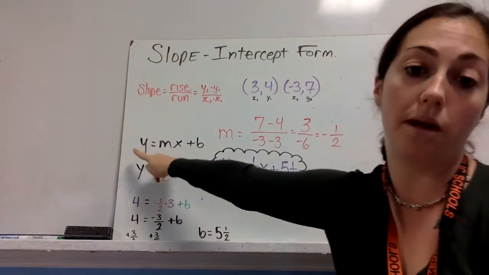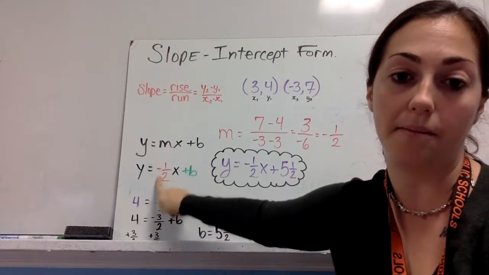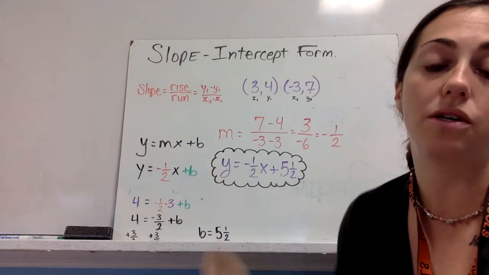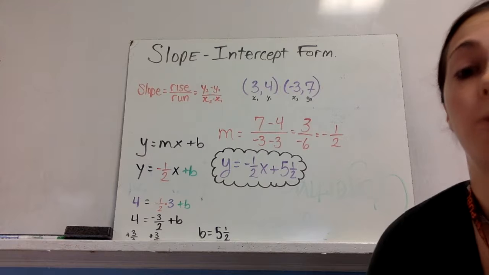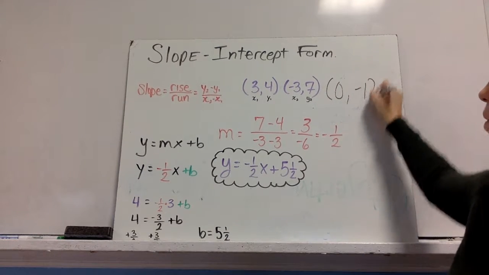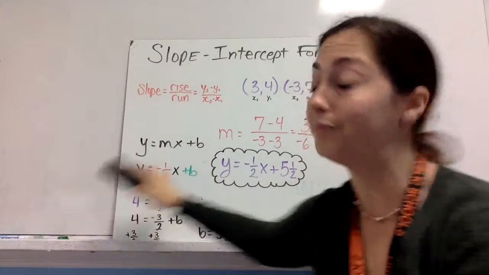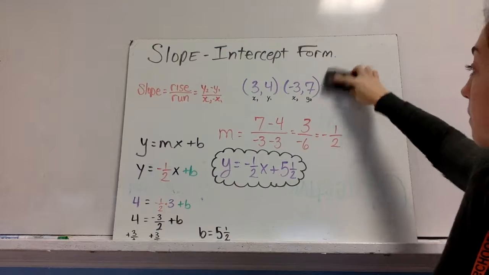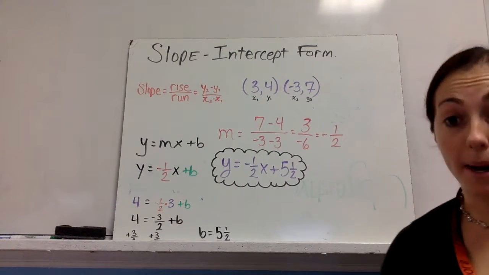So I know my slope, in my form y equals mx plus b, I know my m is negative 1/2. But I need to also know my b. And you look at your points. Sometimes you're given your y-intercept. Sometimes your second point will be like 0, negative 1, or whatever it is. But in this case, it's not there. So I've got to use the formula to find my b.